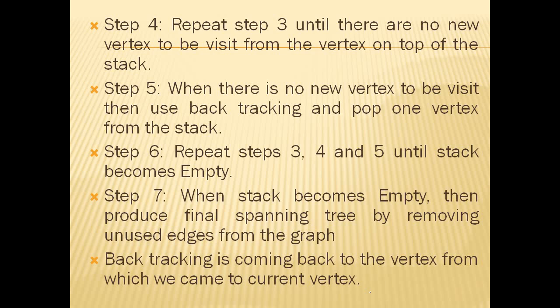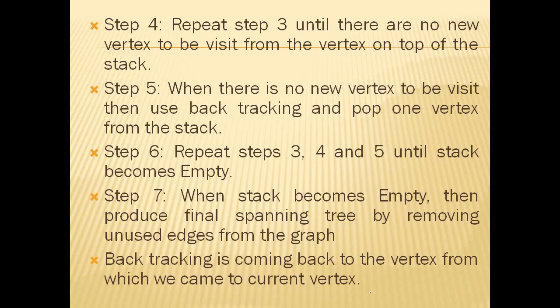Next, step 5: when there is no new vertex to be visited, then use backtracking and pop one vertex from the stack. So if I visited all the vertices in the graph, then we go with backtracking. Backtracking is nothing but coming back. We'll come back one by one, meaning we'll pop the vertices from the stack one by one. Once the stack becomes empty, we'll produce the final spanning tree.